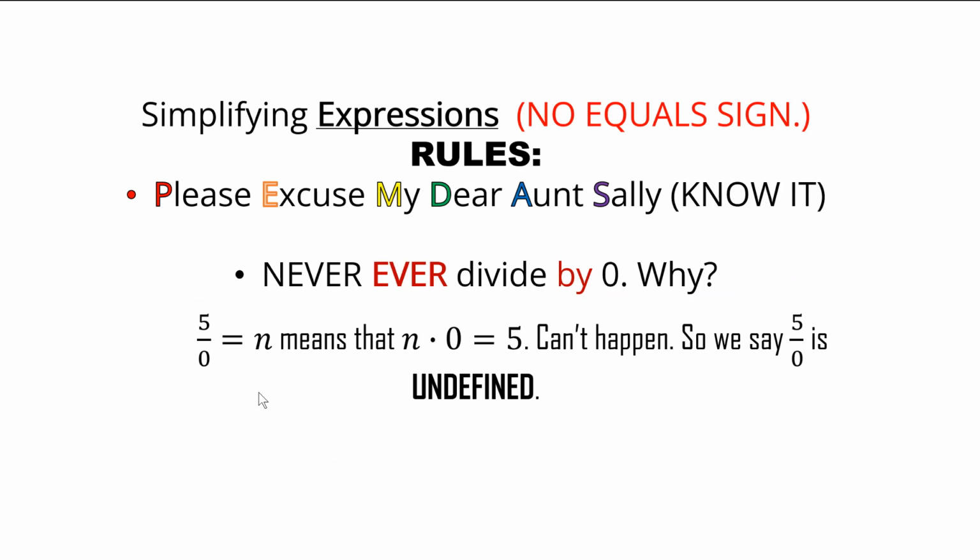All right, don't forget how to simplify algebraic expressions. When I use the word expression, by the way, I mean something that does not have an equal sign. If you have an equation, that means it has an equal sign, then you're allowed to use all kinds of rules of algebra to simplify it by adding something to both sides or subtracting something from both sides or whatever. But when you have an expression, that's a thing that does not have an equal sign in it, and you can only use certain tools with it. And one of those is just knowing your order of operations. Please excuse my dear Aunt Sally.